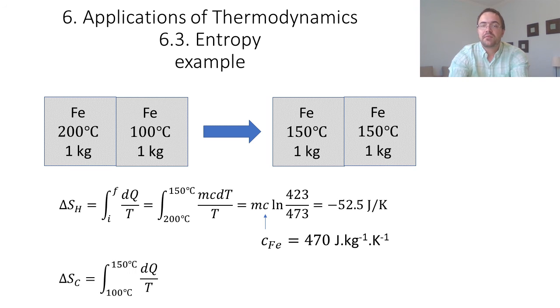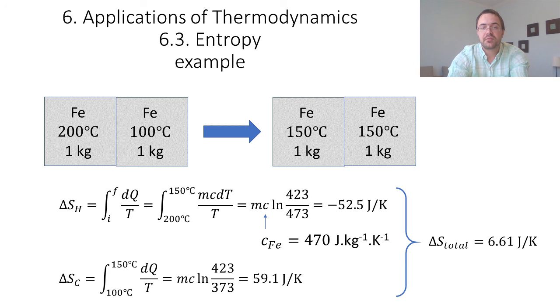Now we can do the same for the colder block. In this case, the initial state is 100 degrees Celsius and the final state is 150 degrees Celsius. And we find that the entropy change is 59.1 joule per Kelvin. You see that the entropy of the colder block has increased. And if you combine the results to calculate the total entropy change, you see that the total entropy has increased by 6.61 joule per Kelvin.